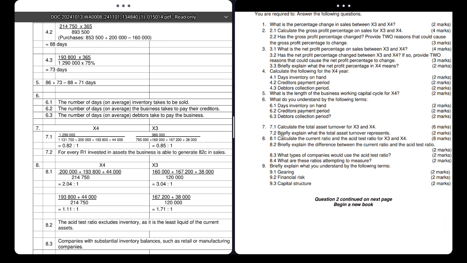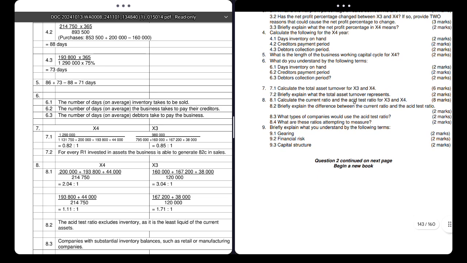Briefly explain. Oh, wait, where we are. Okay, 7.2, what asset turnover represents? Total asset turnover is basically sales over total assets. It's also how much the sales is covering of the assets. Here, this comment you can say in your own words. Total sales over your assets. So how much the sales is covering of the assets. That's also another way to say it.